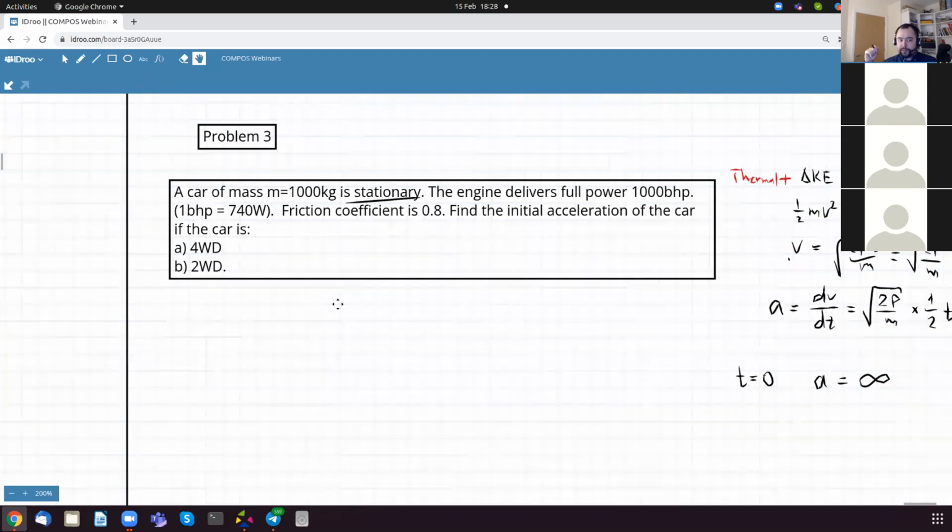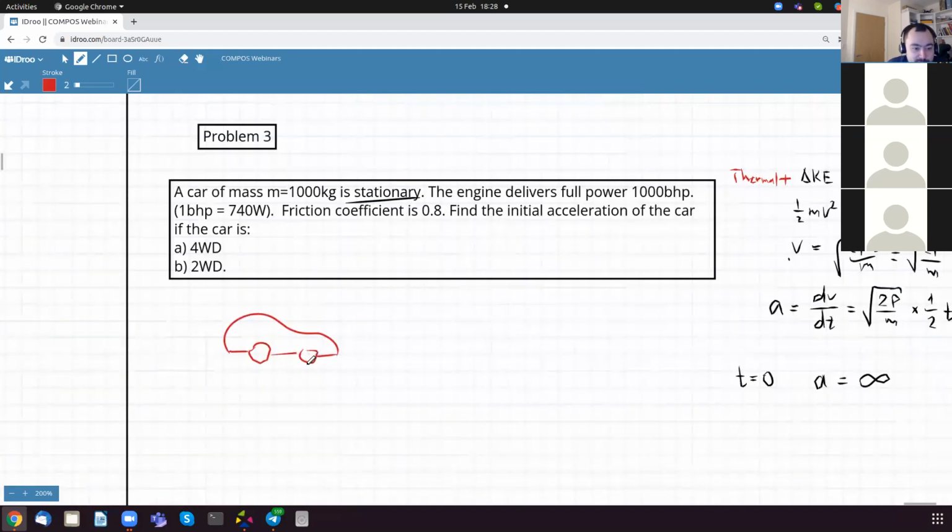If you're confused, tell me. You start by spinning the wheels. But if the wheels are spinning, the only force driving the car forward is the friction force. And the problem becomes incredibly easy.